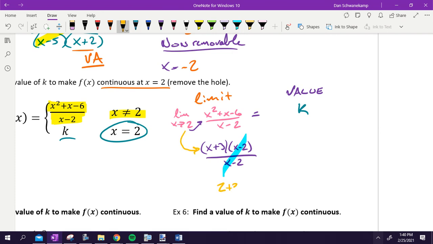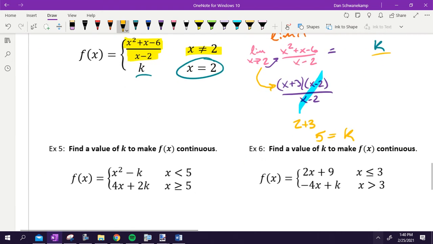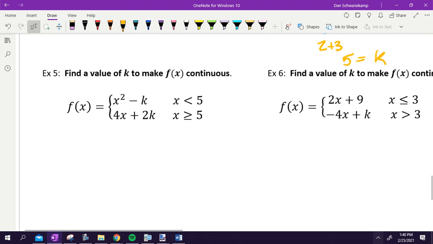2 plus 3 equals 5. And 5 simply is equal to k. If my k is 5, then it's going to be a continuous graph. That 5 is going to fill up my hole that was there in the graph. Okay? Let's try another one. Find another value of k to make f of x continuous.